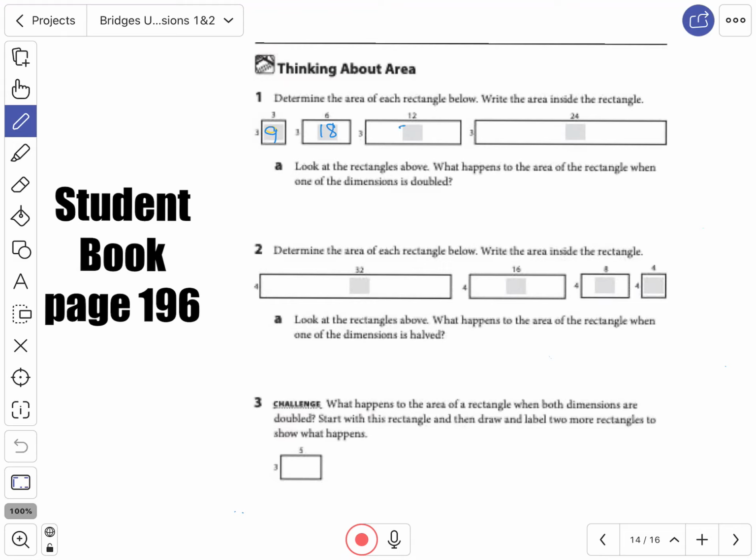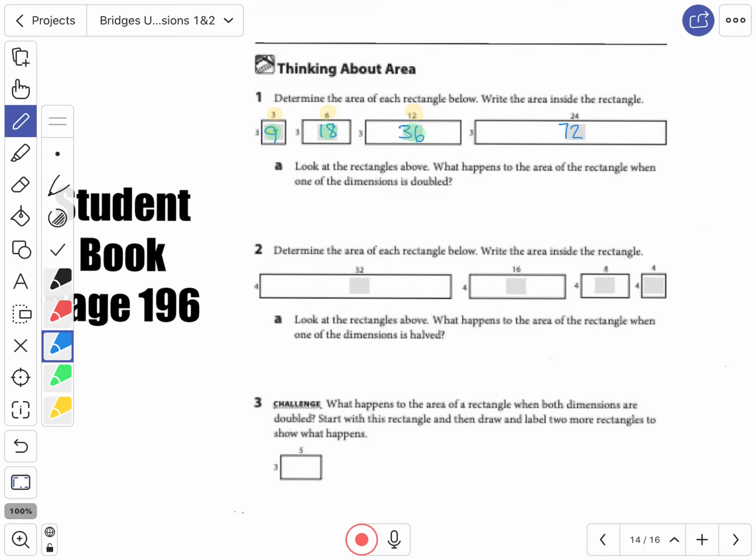Okay, the next one, 3 by 12. That is 36. Now, you should be noticing a pattern here. I see it. I don't know if you see it, but 3 doubled is 6, and 6 doubled is 12. The other thing I notice is that 9 doubled is 18, and 18 doubled is 36. We have a pattern going on here, boys and girls, okay? All right, moving on to this next one here, 3 by 24. That's very interesting. Well, 24 is 12 doubled, which means that my area must be 36 doubled. Yes, it is. All right, my answer, my friends, is 72, okay?